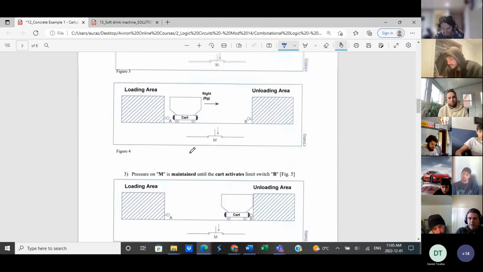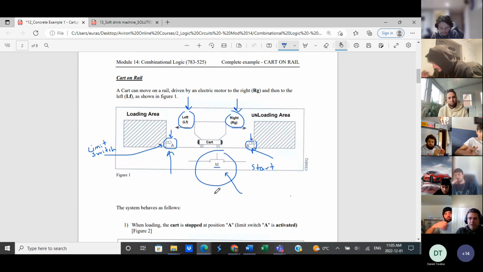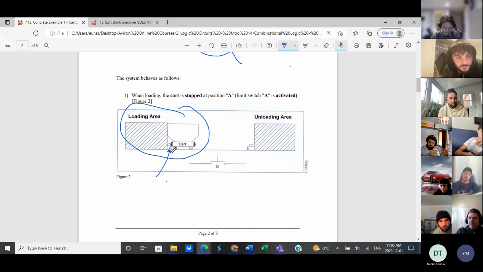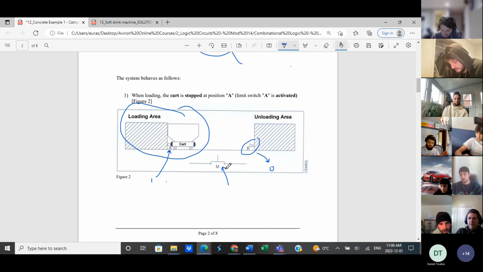Okay, so let's start with the first one. Again, the top one, that's just the explanation. The first one is right here. So the cart right now is in the loading area. If it's in the loading area, is limit switch A activated or not? Yes. If it's activated, is it a 1 or a 0? It's a 1. If the cart is on the left, can it be on the right? No. Therefore, B is 0. If there's no one pressing the push button M here, that means that it's also a 0. So look carefully here. I have 1, 0, 0.